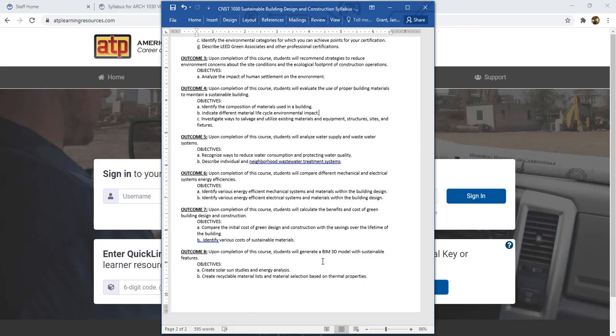And we're going to include a little bit about using software to document the solar studies and energy analysis, like the BIM 3D modeling that goes through and helps you to document how much recyclable material that you use and some of the thermal properties of those materials.